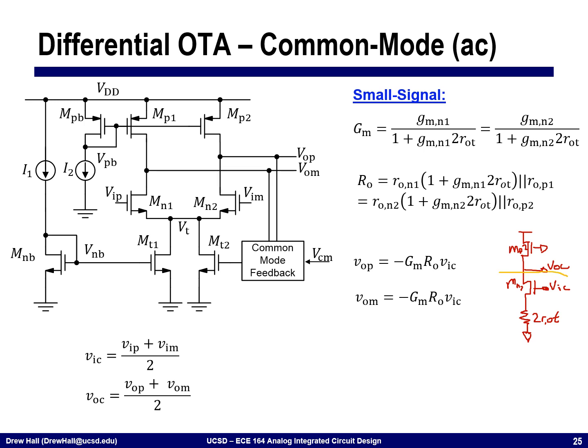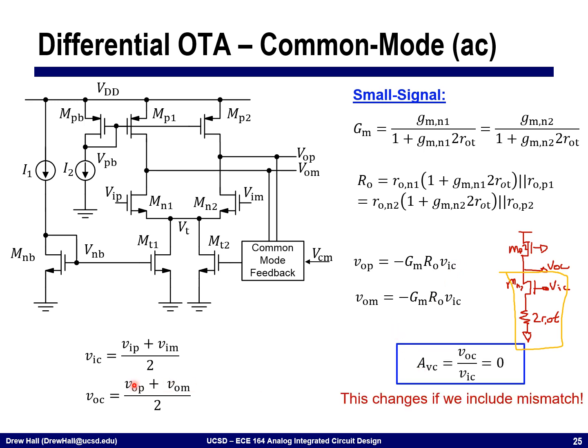Okay, and so the transconductance that I get is this source degenerated transconductance, okay, which is equal to GM divided by 1 plus GM RS, where RS in this case is 2 times ROT. The output impedance is equal to RO times 1 plus GMRS, where the RS in this case is 2 ROT, and that's in parallel with the impedance that I see looking up, which is ROP1. Okay. And so the output voltage gain, the small signal voltage gain, is going to be equal to minus GM times R out times the input common mode.